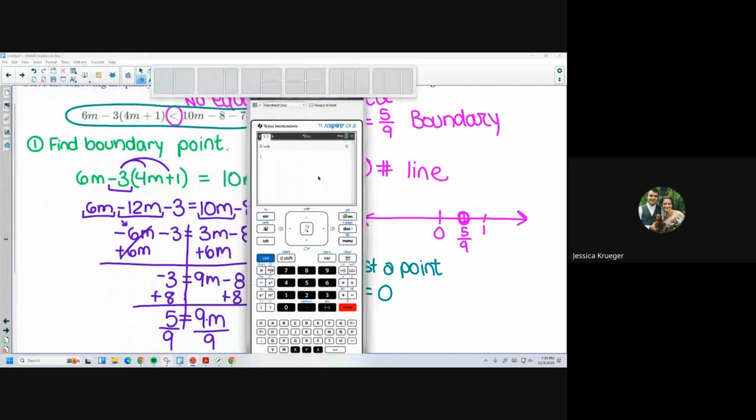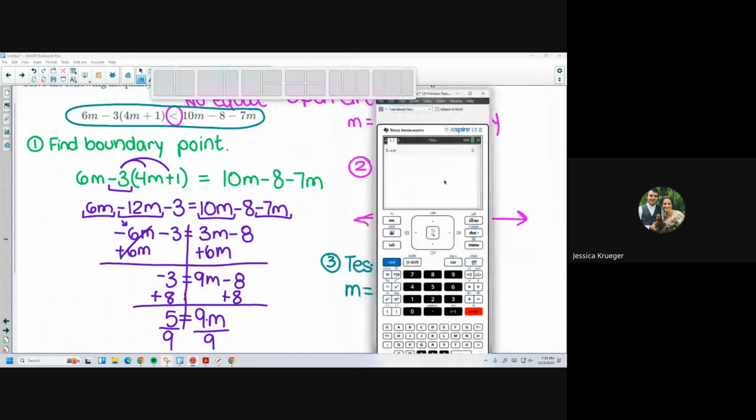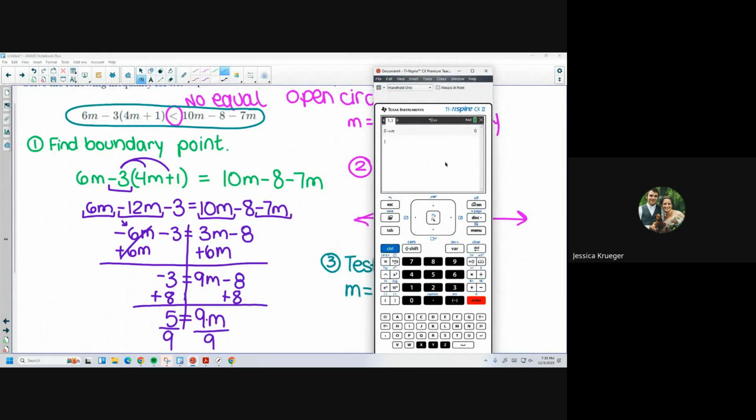Now what I want to know is whether 0 is a solution to this. Because I stored 0 in M, if I start typing this inequality in, 6M, you'll notice that M is bolded. That means it's plugging 0 into this for me. So I'm going to type in exactly what I see for my original function, including my parentheses and everything.